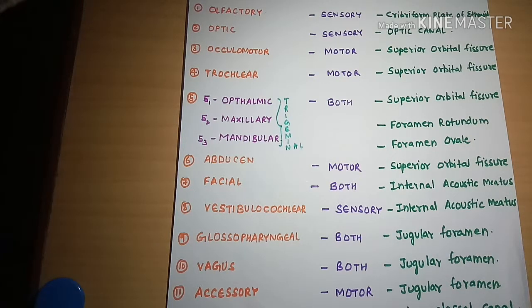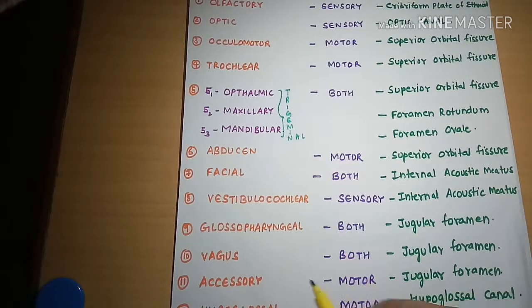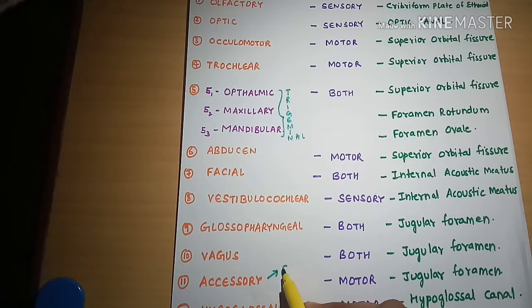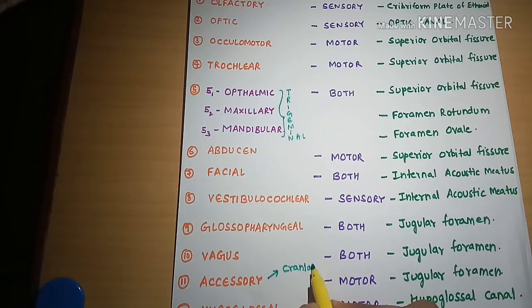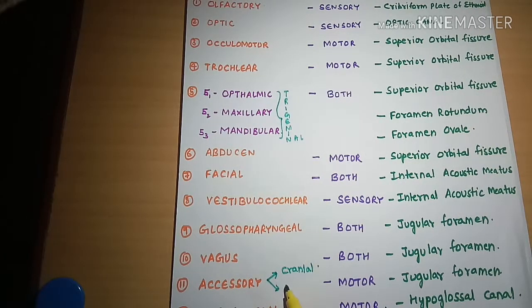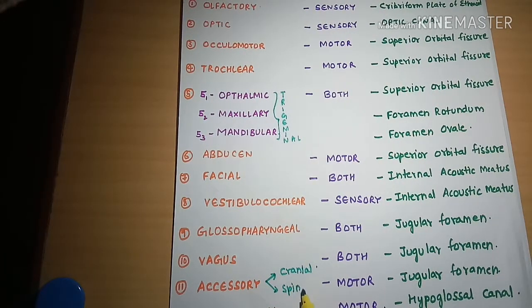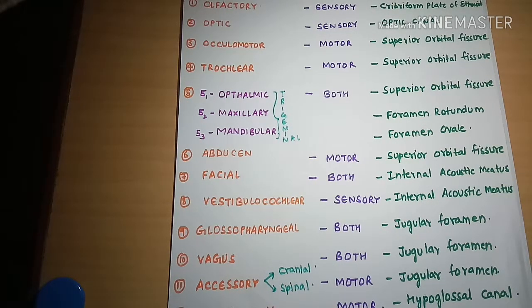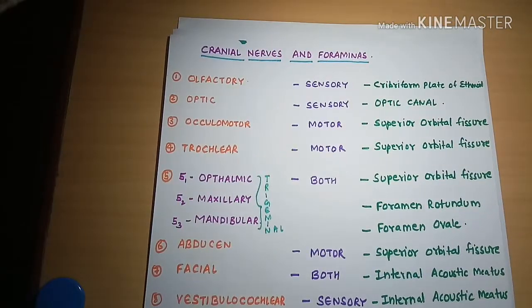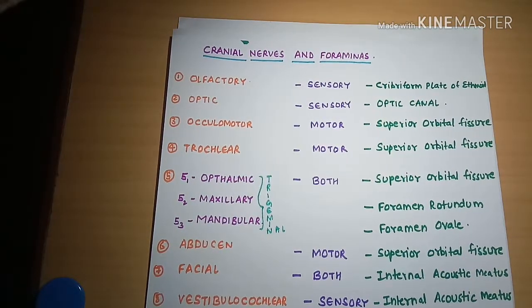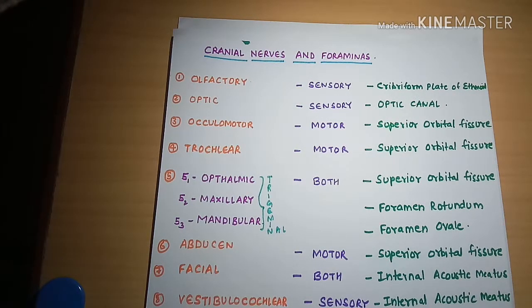The 11th cranial nerve has two parts: the cranial accessory part and the spinal accessory part. The spinal accessory part and the cranial accessory part join together to form the 11th cranial nerve, the accessory nerve, and the 12th one is the hypoglossal nerve. We have learnt about the internal structure of the skull, and through its many foramina the cranial nerves arise.